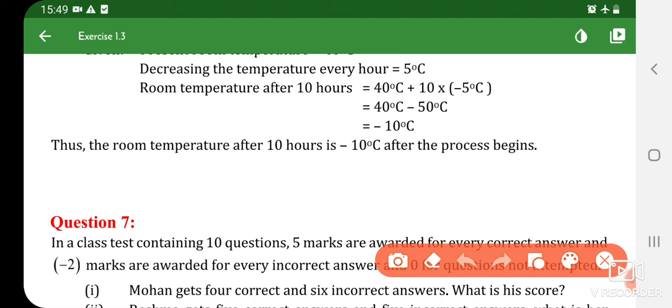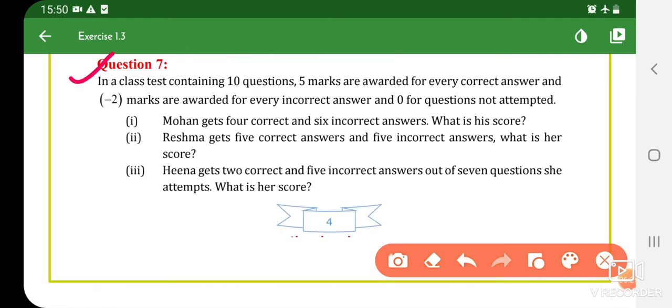That means when the temperature is decreasing. So after 10 hours, this temperature begins. Okay, students. Now the next question, question number 7.